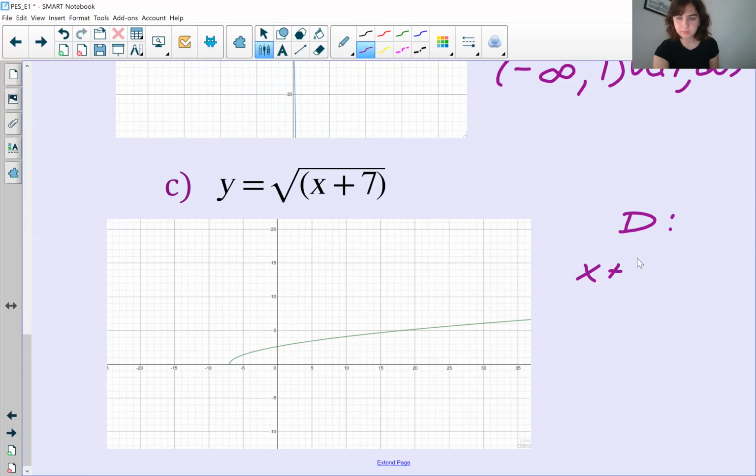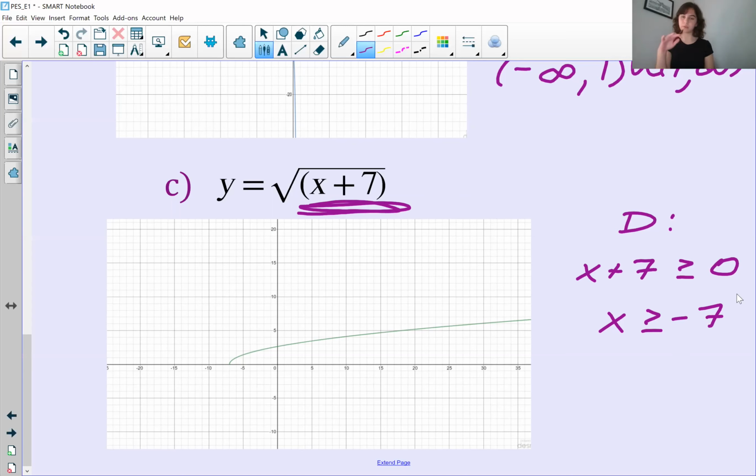So for our domain, x plus 7, we're going to take everything that's under the square root. X plus 7 has to be greater than or equal to 0 because that's how we would make sure that we don't get any negative numbers under the square roots. X is going to be greater than or equal to -7 if we solve that inequality. And that's not in interval notation, but I'm just going to leave that right there. Okay.